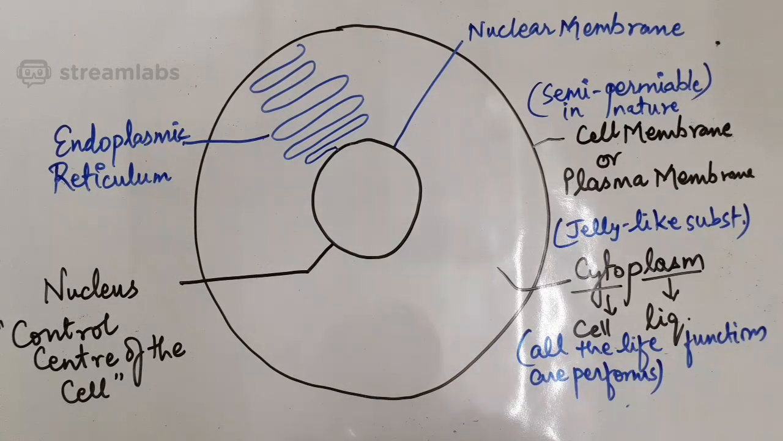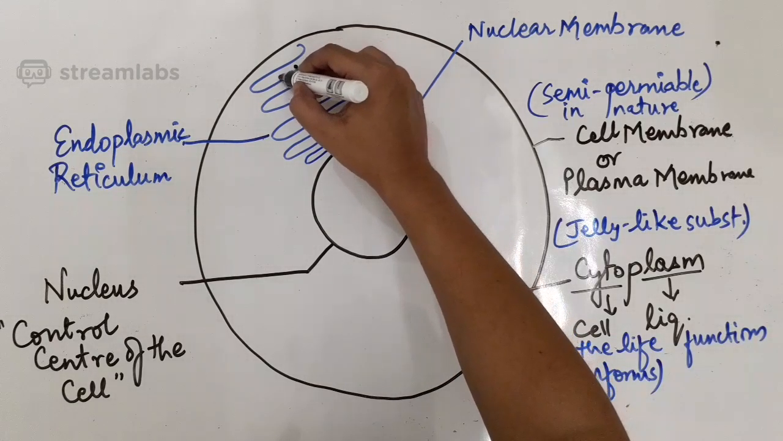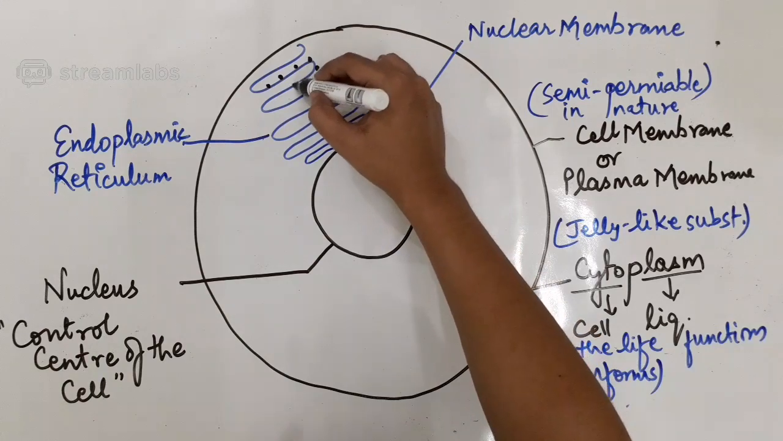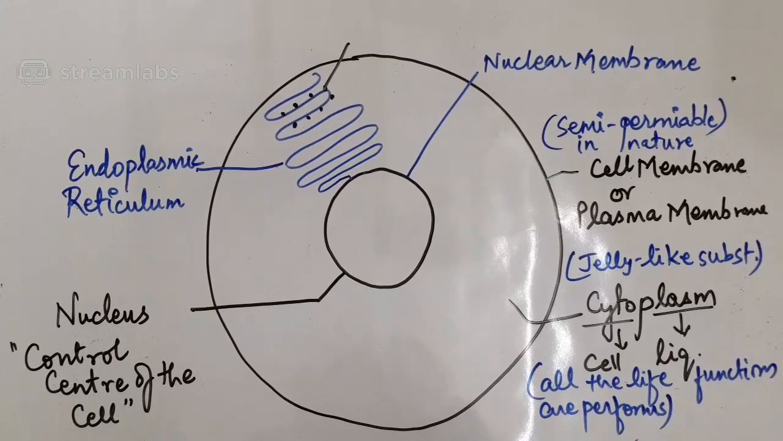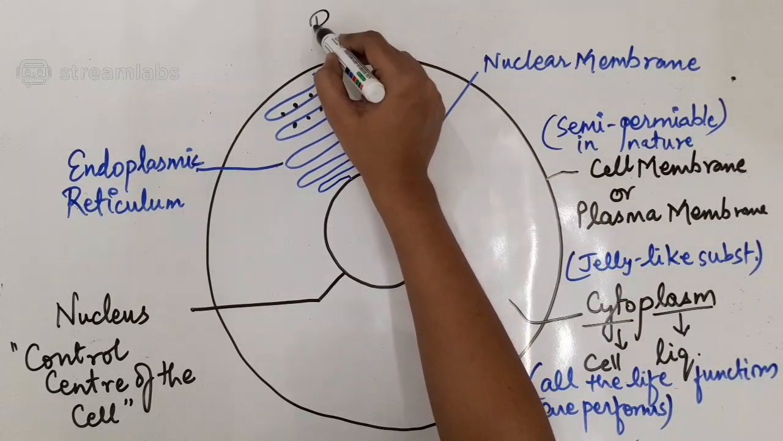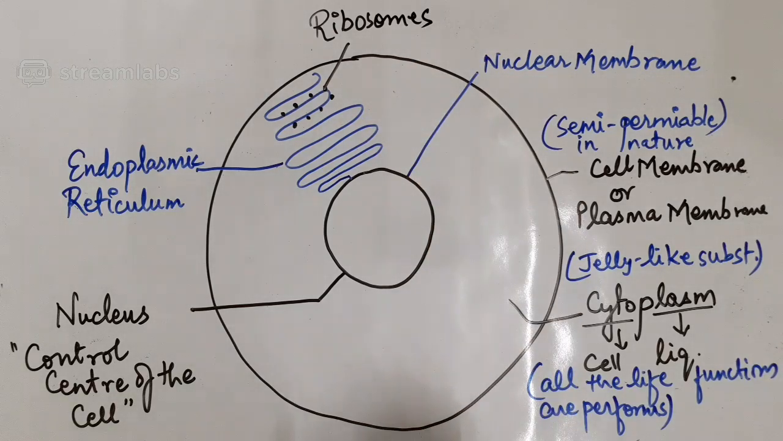Attached to these endoplasmic reticulum are the small granular structures known as ribosomes. Ribosomes do the function of protein synthesis. Ribosomes are small spherical globular structures which have the function of production of proteins in the cell, and these are also known as protein factories.